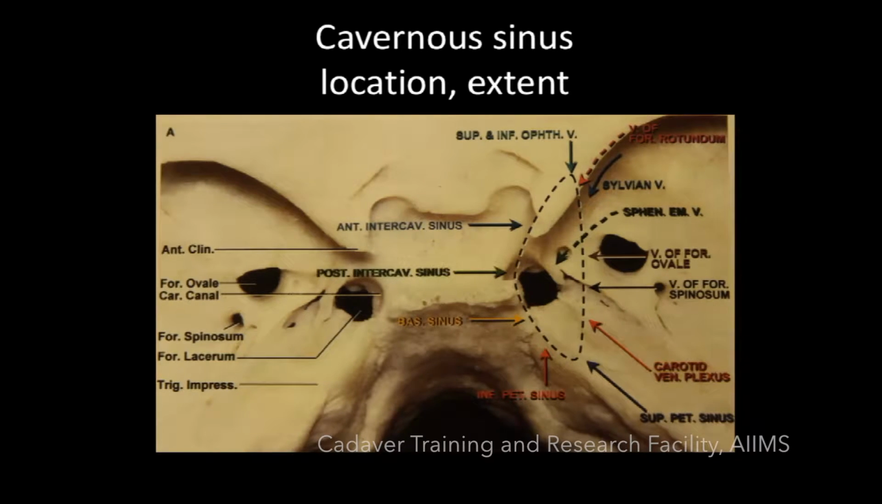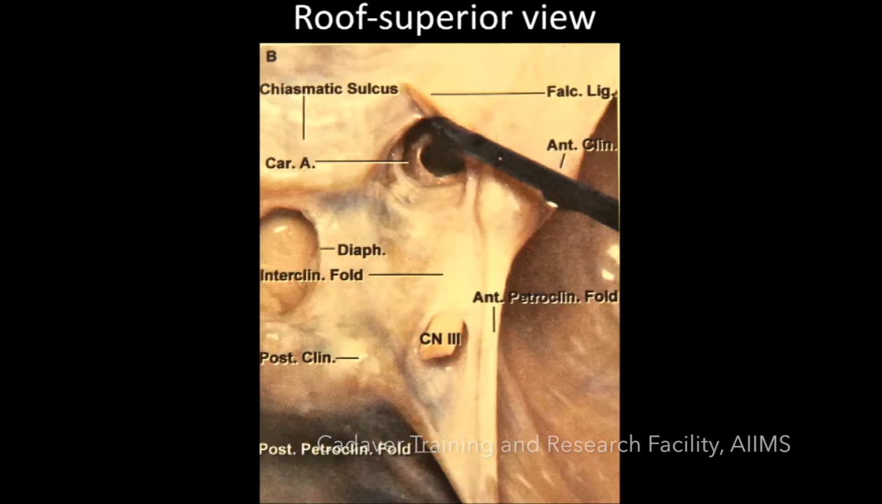So this is the paraclival fissure. The sixth nerve enters the cavernous sinus here under Dorello's canal via the petrosphenoid ligament, and here you have the petrolingual ligament. So this is the carotid canal. So the carotid artery comes here and then enters the cavernous sinus.